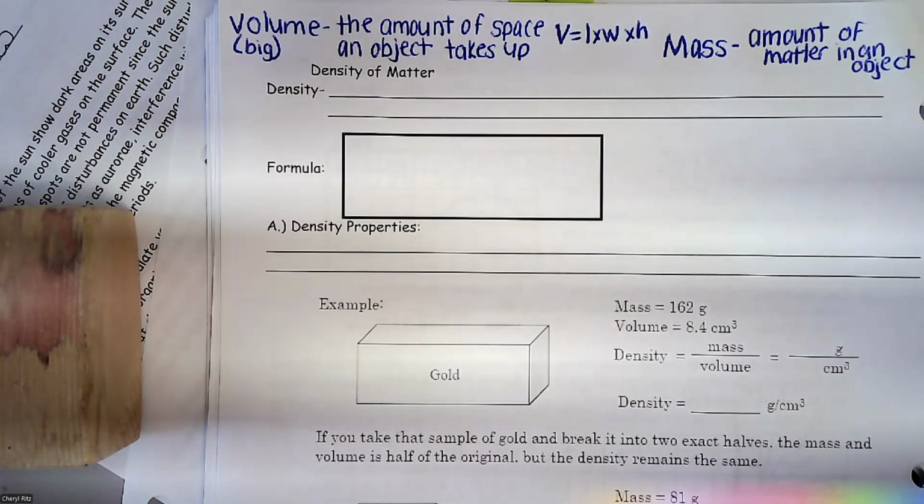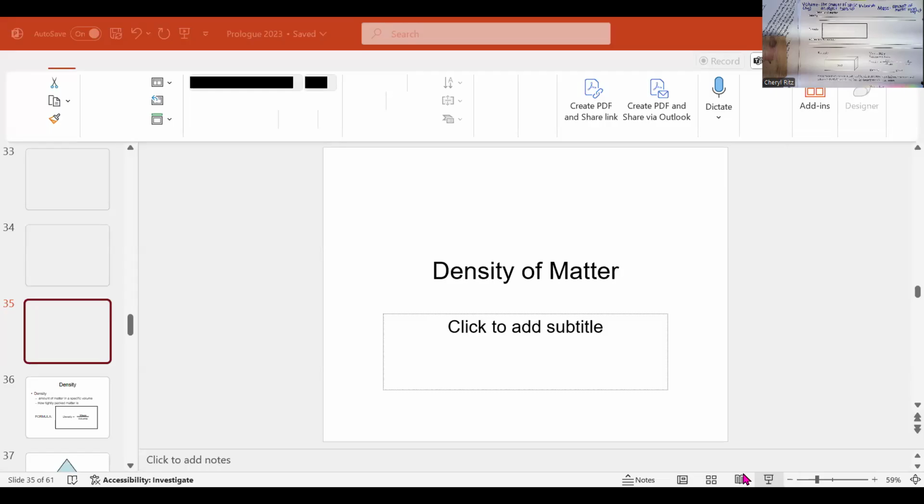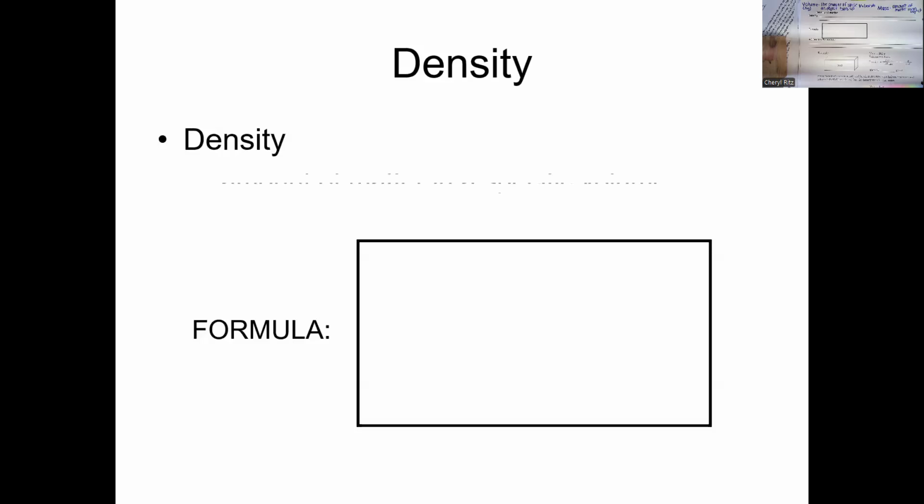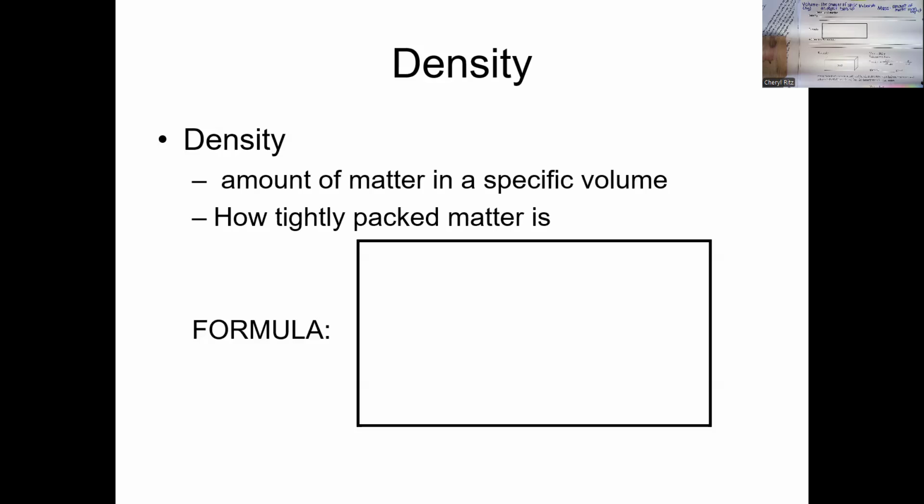When something is more dense, it's got lots of matter in its volume. In other words, let's put this in science words. Density is the amount of matter in a specific volume. I like to think of it, though, without science, and just talk about how tightly packed that matter is.